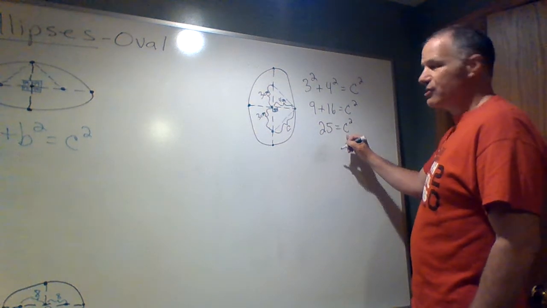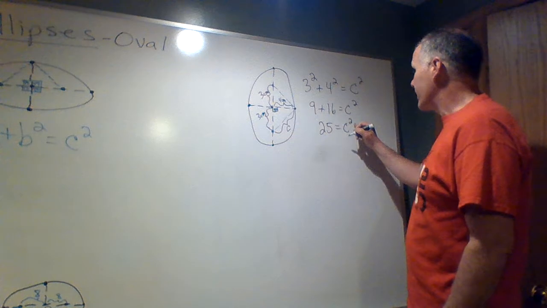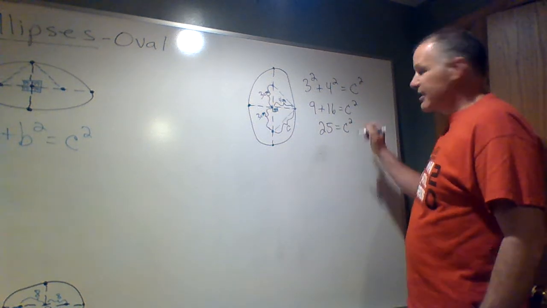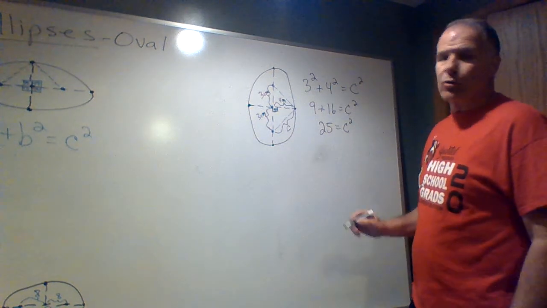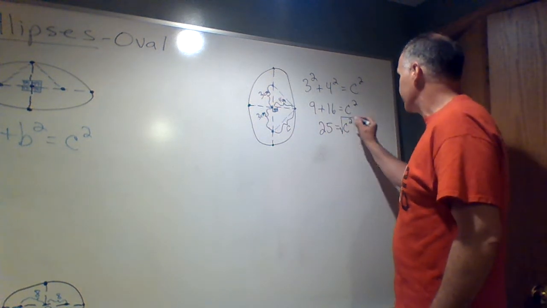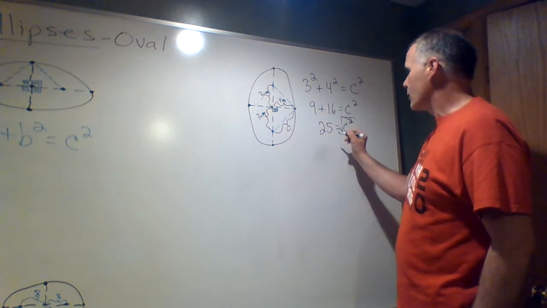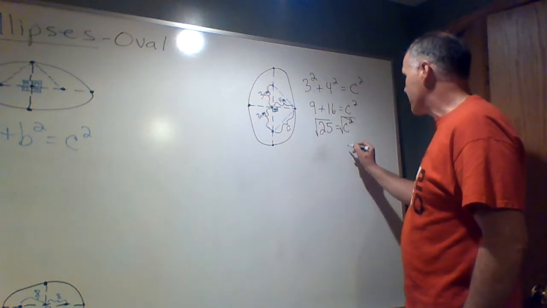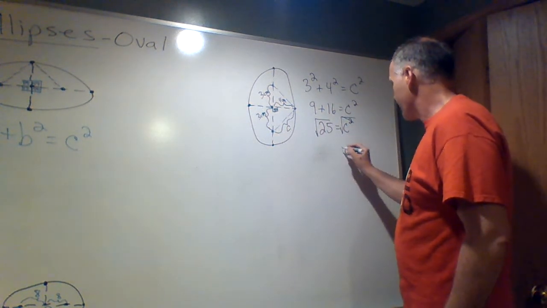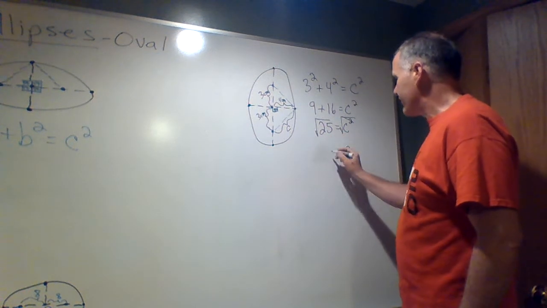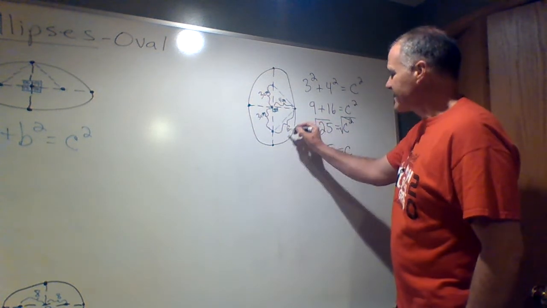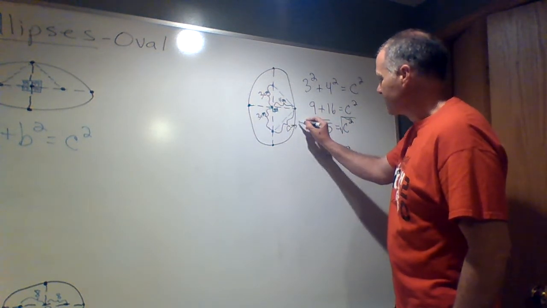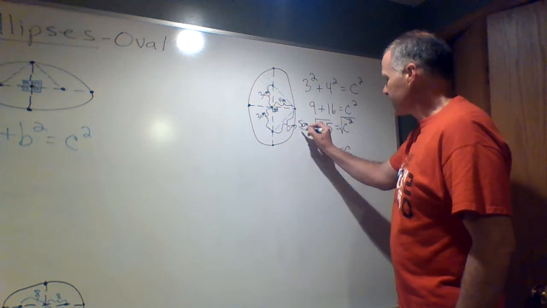Remember, anytime I'm trying to solve for c and it's got a square on it, or any variable with a square on it, the inverse is square root, so I'm going to square root, which cancels. Whatever I do to one side, do the same to the other. So c is by itself. Square root of 25 is 5. And guys, that's right there. This distance would be 5 centimeters.